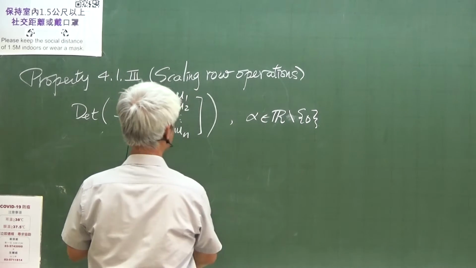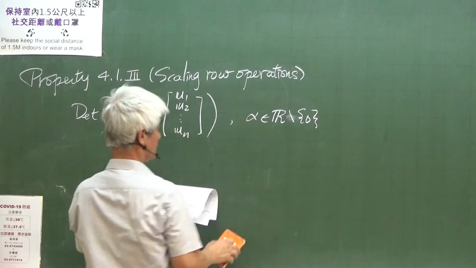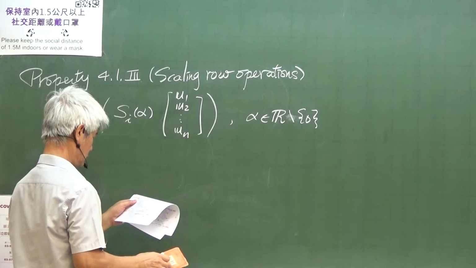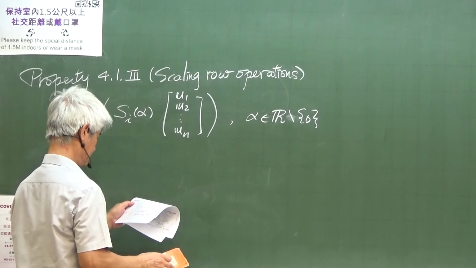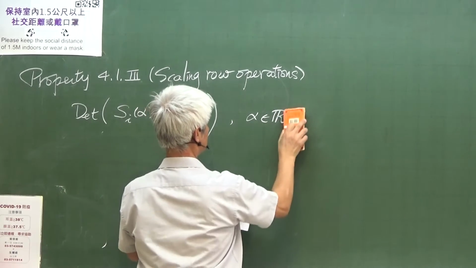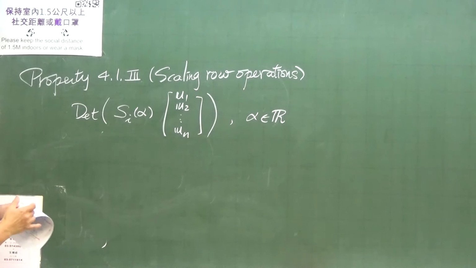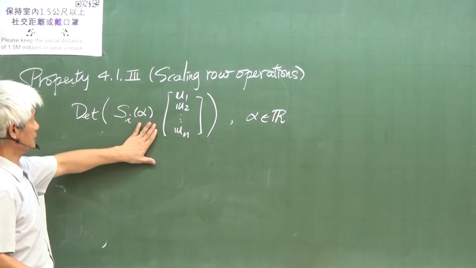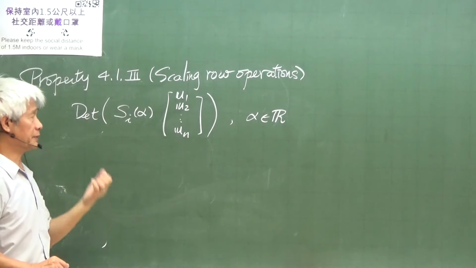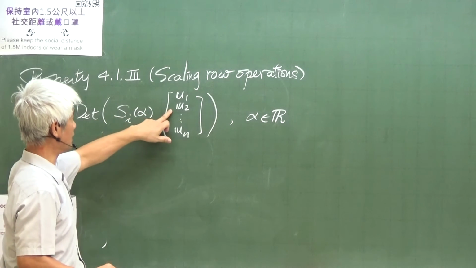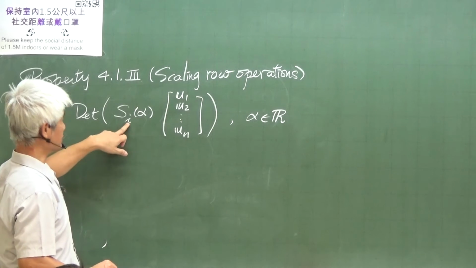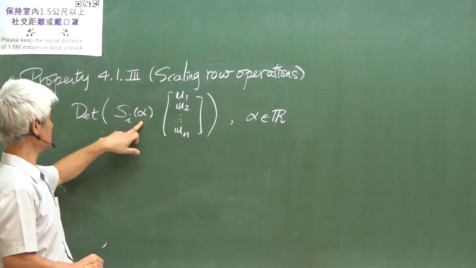And this time, I think I will allow alpha to be 0. So it's a little bit extended. All right, so as we say, this scaling is a row operation, so we multiply a scalar alpha on say the i-th row. This is our notation.